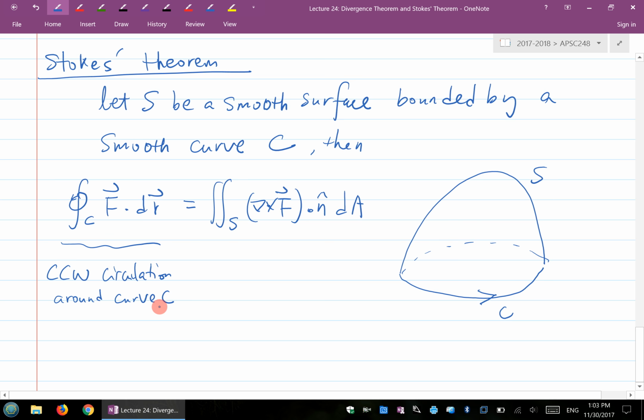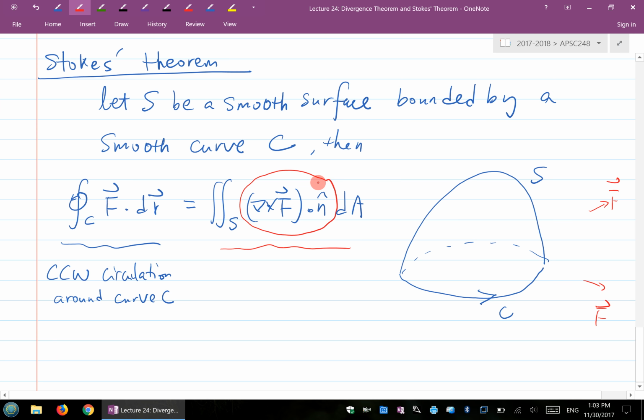Circulation of the vector fields, right? So you have a vector field inside this 3D space. And then this side here. Okay, for this side here, let's take a look. First of all, let's look at the integrand. You have a surface integral. What is it integrating? This portion is your integrand: del cross F dot n hat.